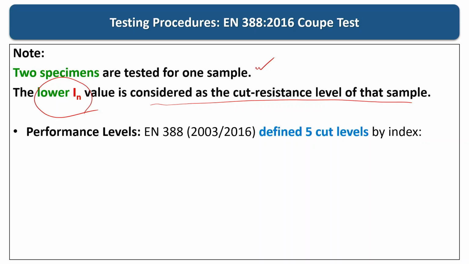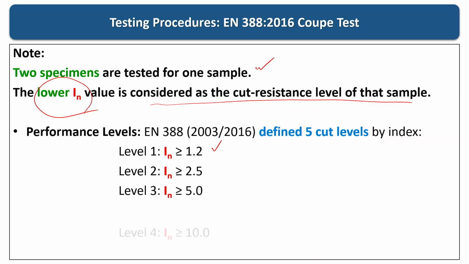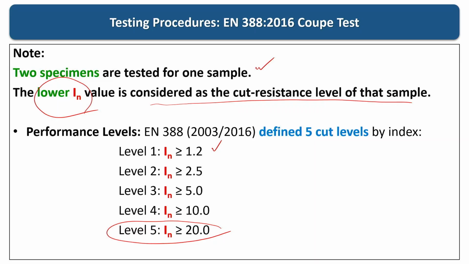Now, the performance level as per EN 388 defines the 5 cut levels of In, that is the index. This index is the ratio of the cycle with the specimen and the canvas, which we have already discussed here. Level 1, if the ratio is more than or equal to 1.2; level 2, 2.5; level 3, 5; level 4, more than or equal to 10; and level 5, more than or equal to 20. Level 5 is the highest protection level.